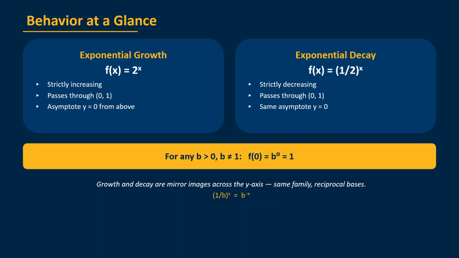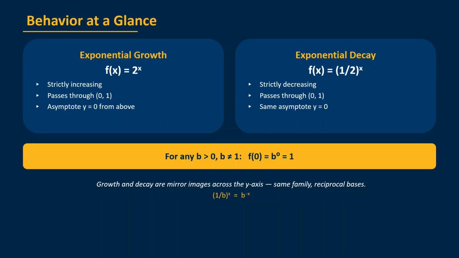This function is strictly increasing for all real x, passes through the point 0, 1, and possesses a horizontal asymptote at y equals 0, which the curve approaches from above as x tends to negative infinity. Crucially, the curve never crosses or touches the x-axis. Exponential functions remain strictly positive throughout their domain.